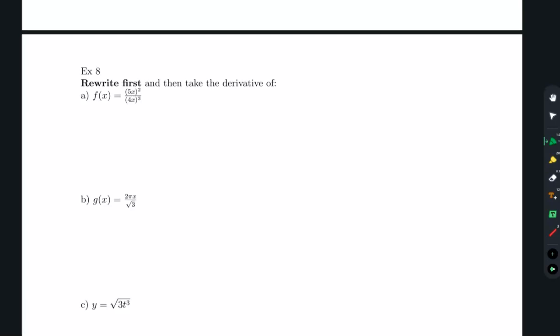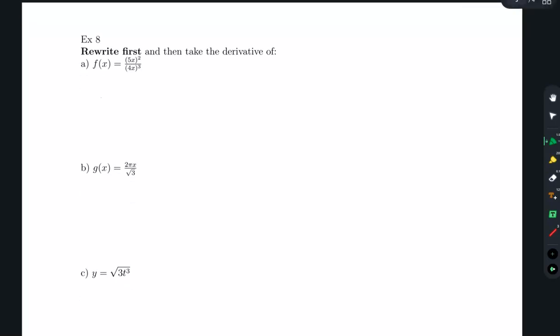It is crucial to rewrite things first because the only way we can take the derivative is if it's x to a power. This is not x to a power, so let's invest the time to rewrite this. So if I squared out the numerator, I get 25x squared. And if I cube the denominator, I get 64x cubed. So I'm just going to continue on.